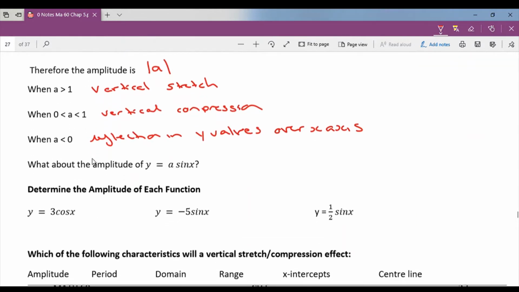So what if this was a sine graph versus a cosine graph? Well, we've already decided that amplitude is the absolute value of A. So if you have a 3 cos x graph, your amplitude's 3. If it's a -5 sine x graph, your amplitude is 5. It doesn't matter whether you're sine or cosine. The absolute value of A is how high or how low you go from the center line. So if your A value is 1/2, then your amplitude is 1/2.